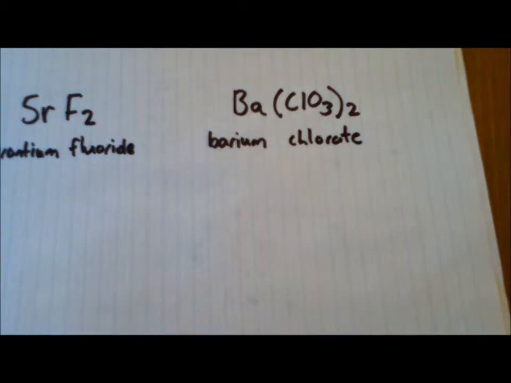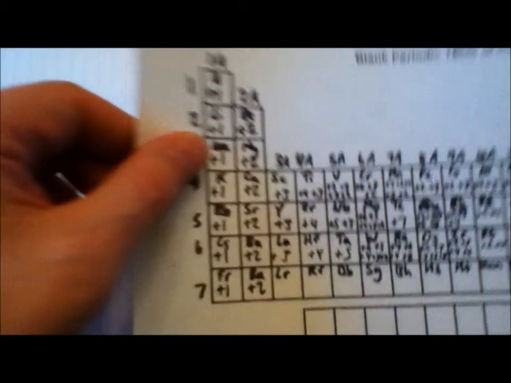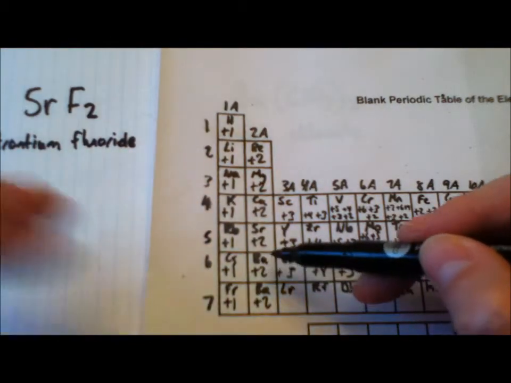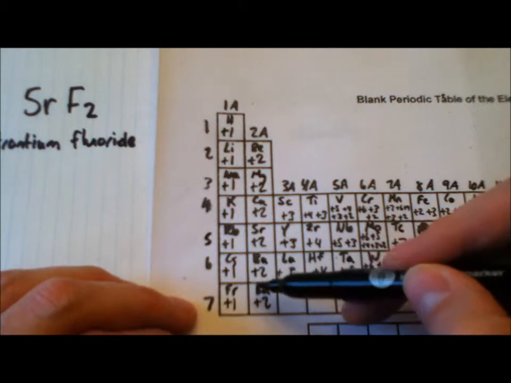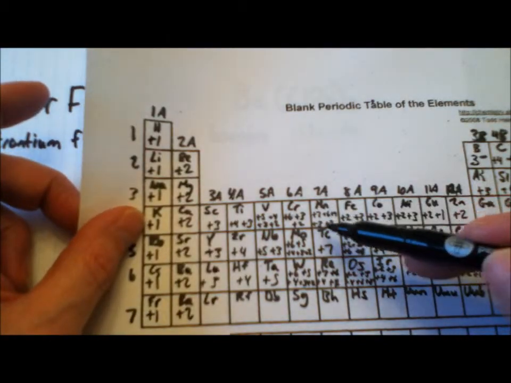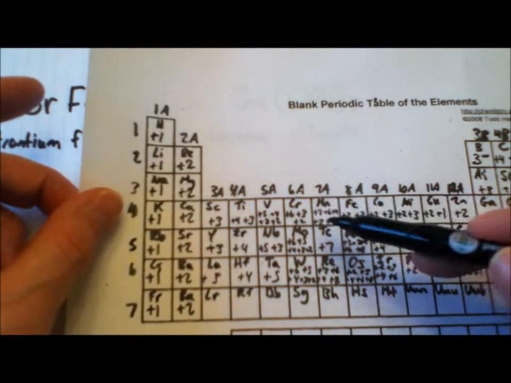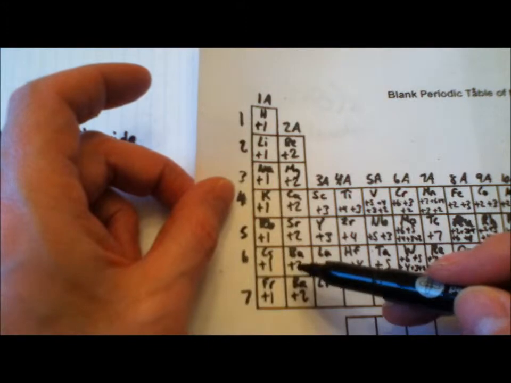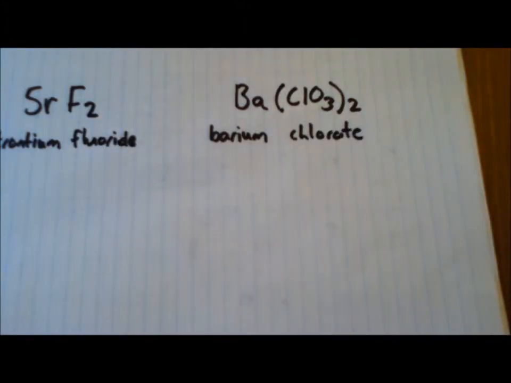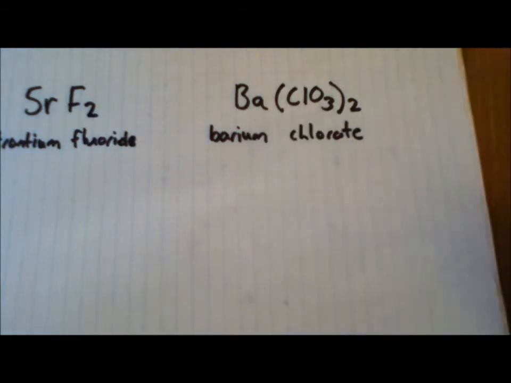And again, you're supposed to check to see if the metal can have multiple charges. You go to this periodic table, find barium, and notice that its charge is +2. There are no other charges listed here. For example, manganese has multiple charges, +7, +6, +3, +2. It gets multiple charges, but barium doesn't. So we're done. We write barium chlorate, and that's it. And we don't have to worry about Roman numerals here because barium only gets one charge.